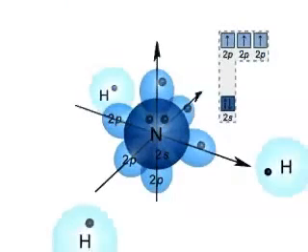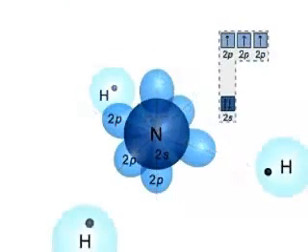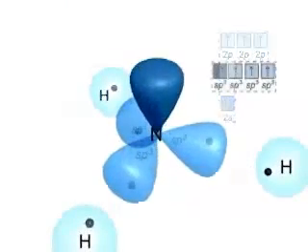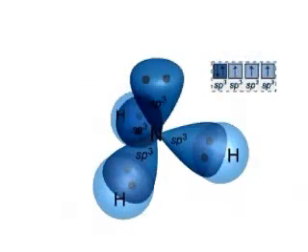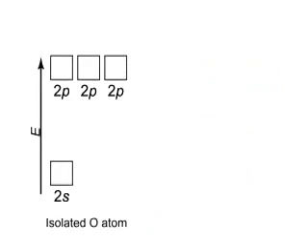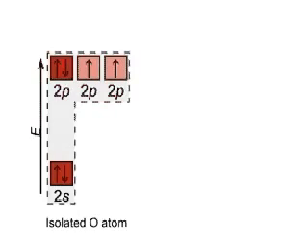One of the tetrahedrally oriented sp3 hybrids is filled with a lone pair, and the H atoms overlap the other 3 to form 3 NH bonds. In the case of water, with its V shape, the model proposes a situation similar to that for ammonia.